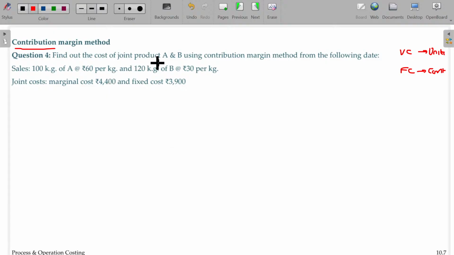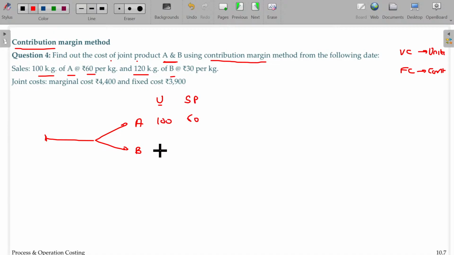Find out the cost of the joint product. Cost of joint products A and B using the contribution margin method from the following data. So from the joint process, we get two products here, A and B, with units being 100 kgs of A, sale price being 60 rupees, and 120 kgs of B, sale price being 30 per kg. Joint cost: we have marginal cost, which is equivalent to variable cost, 4,400, and fixed cost 3,900.